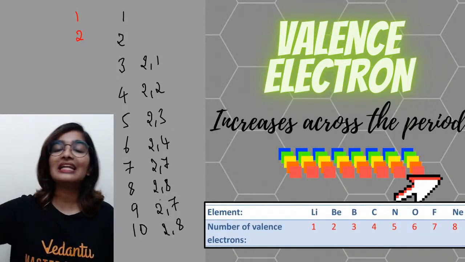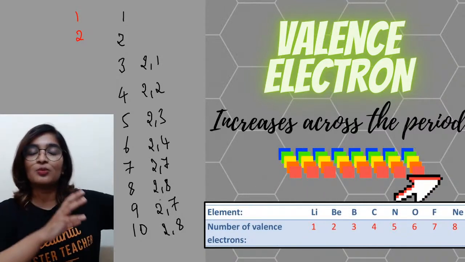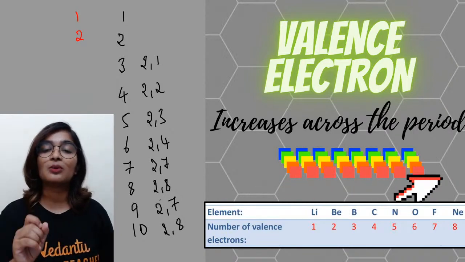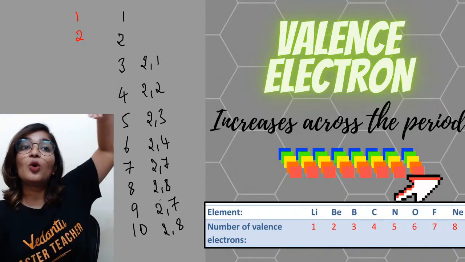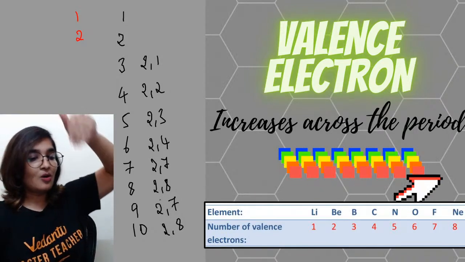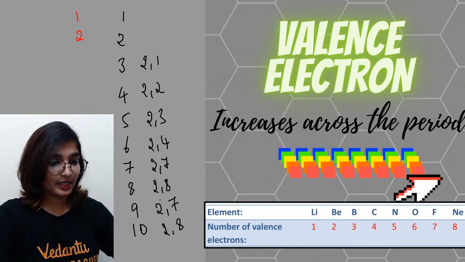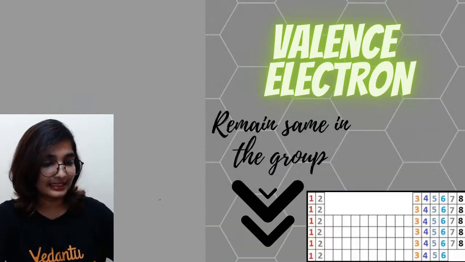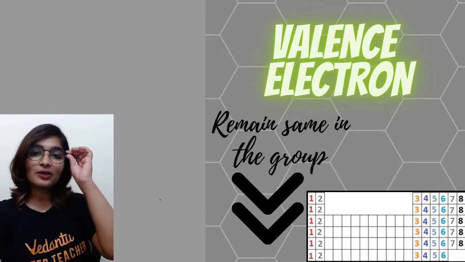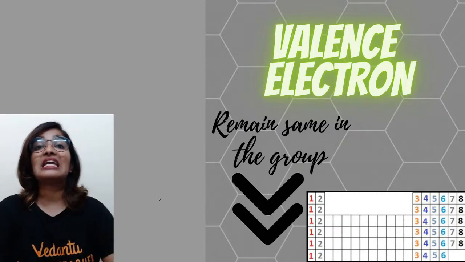Yes. Valence electron increases across the period. That is, when you move from left towards right, the valence electrons increase. What happens to the valence electron when you go down the group, along the group? Okay, so it is the same, right? Yes. So valence electron down the group remains the same.